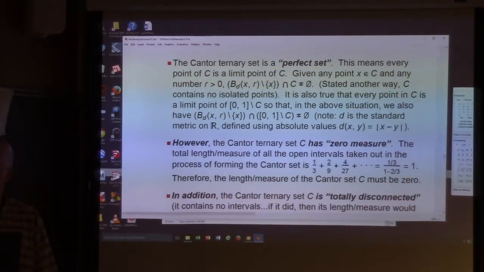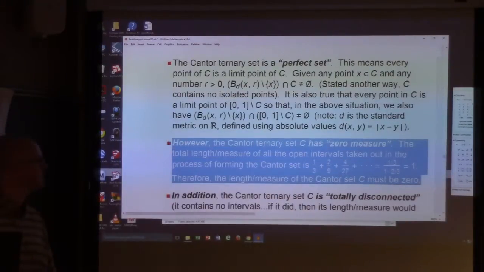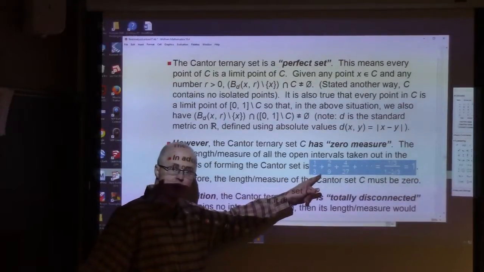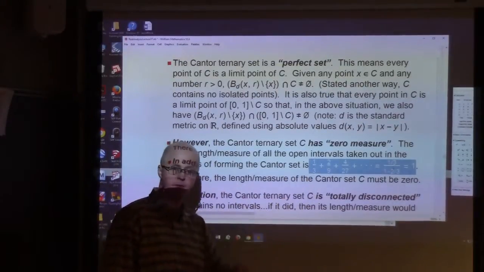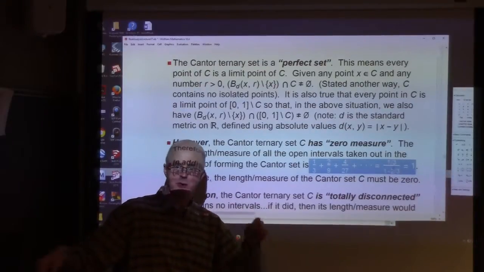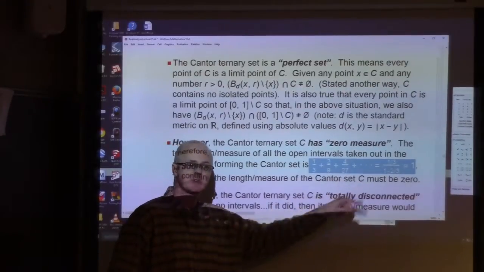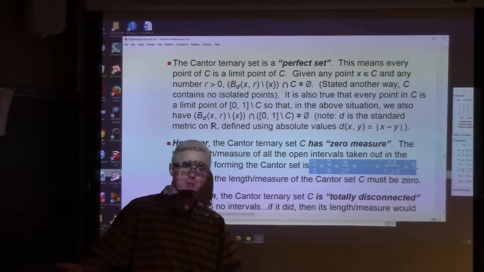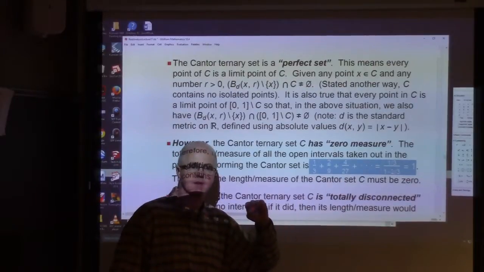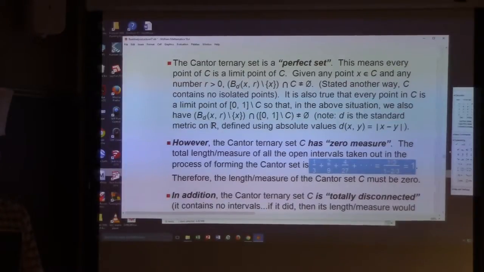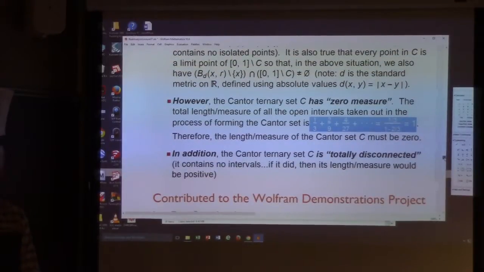It does have 0 measure. Its length must be 0 because the length of the complement is 1, because the length of the complement can be thought of as this infinite series. Because these are the lengths of the things that we take out. First we take out the middle third, it has length 1/3, then we take out 2 middle thirds of what remains that each have length 1/9, so I get a 2/9, etc. This summation represents the total length of all the intervals that we take out, and it adds to 1. It's geometric. Anyway, it's a sparse set, but still uncountable.